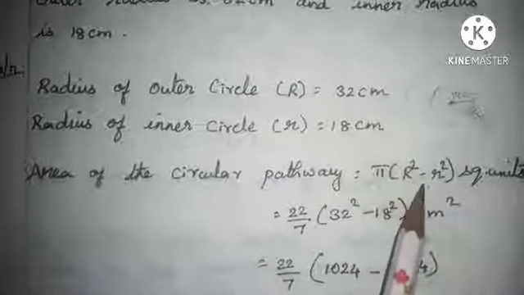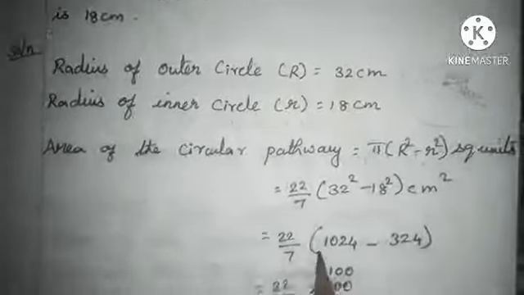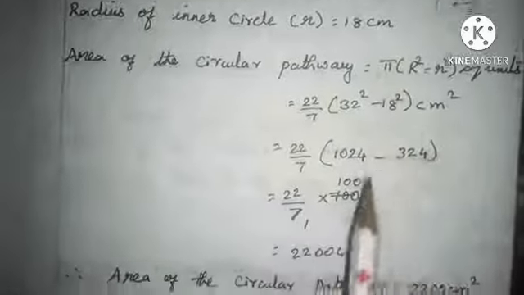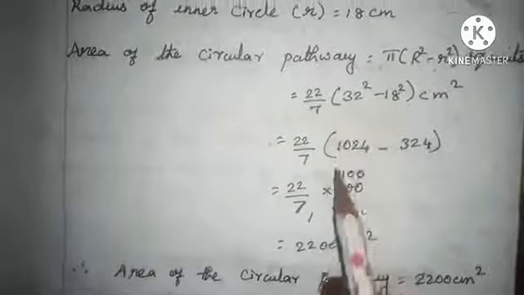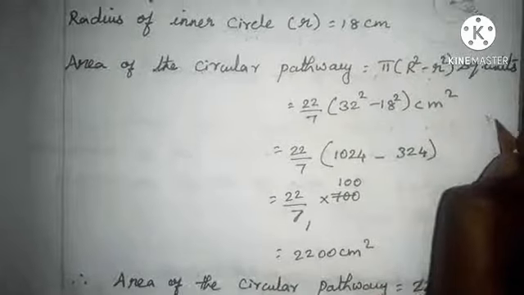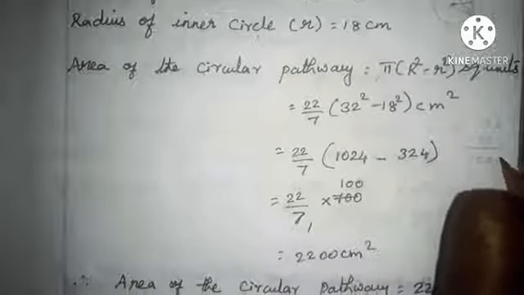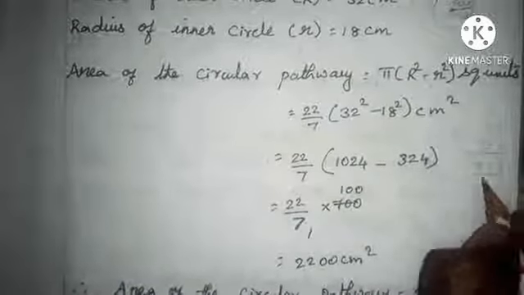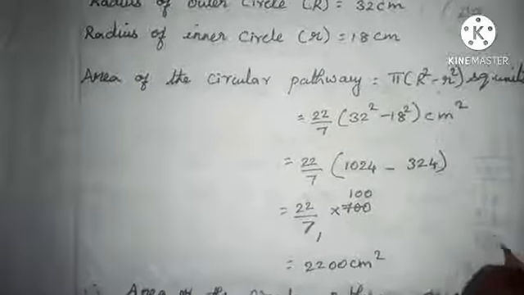Substituting for capital R square and small r square, we get 22 by 7 into 32 square minus 18 square centimeter square. That is 22 by 7. To find out the value of 32 square, you have to multiply the 32 two times. That is 32 into 32. We will get the answer as 1024. The same way, to find 18 square, you have to multiply 18 into 18. We get the answer as 324.